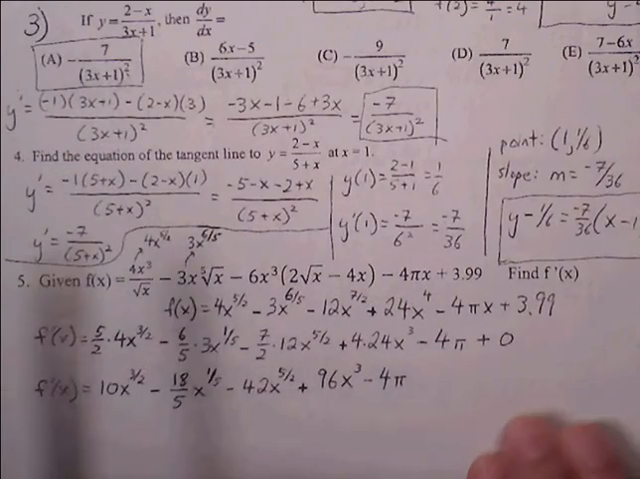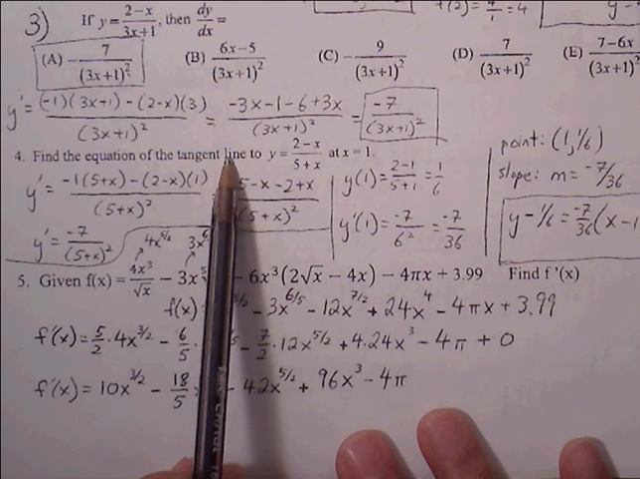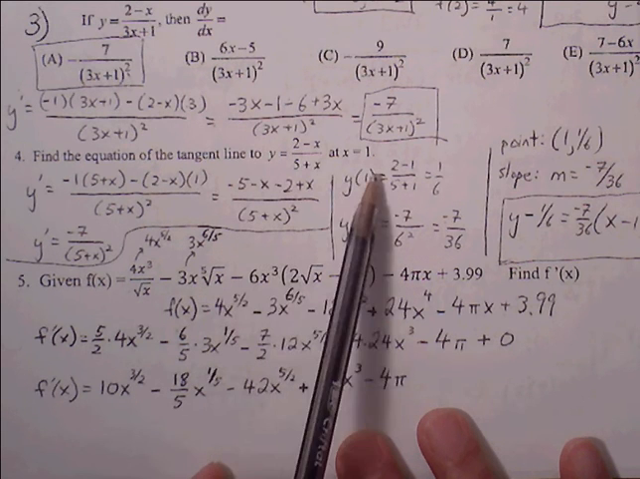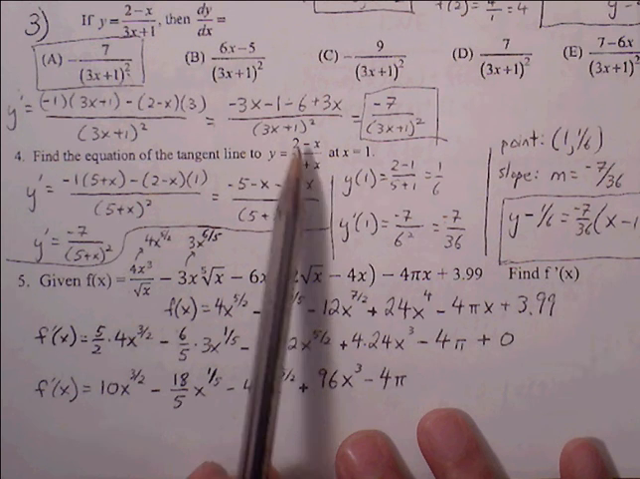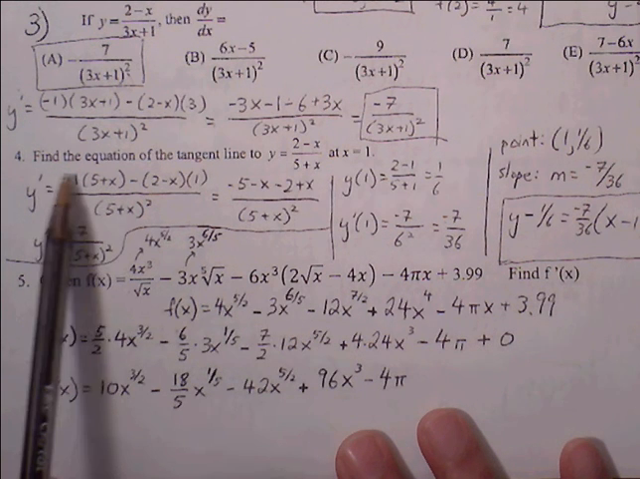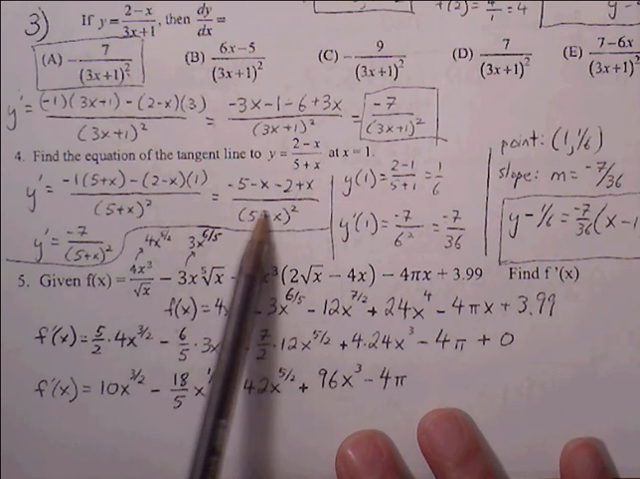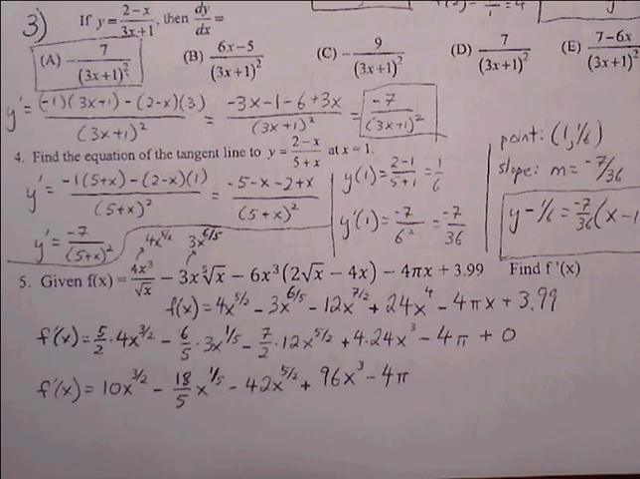Number 4, find the equation of the tangent line. So to find the equation of the tangent line, we're going to have to find the slope and the ordered pair. So to find the slope, we need to first get to the derivative. So the derivative, again, quotient rule. So f prime g minus f g prime all over g squared. I can clean this up a bit more here. I'm left with negative 7 over 5 plus x squared.